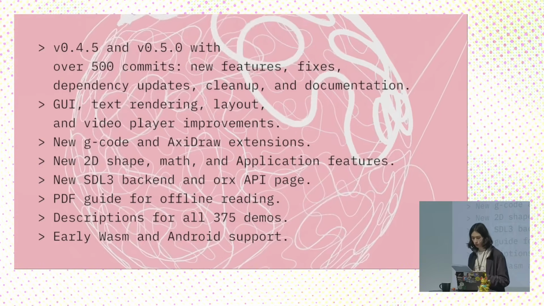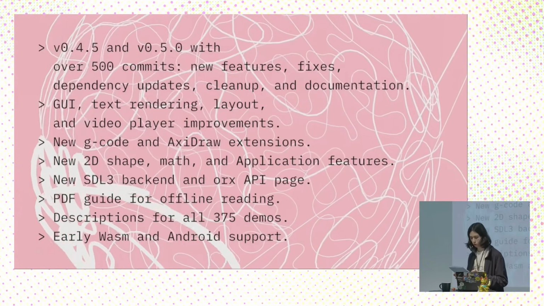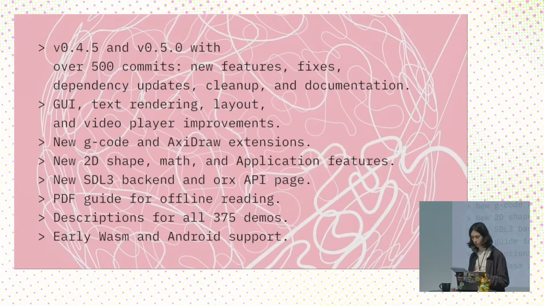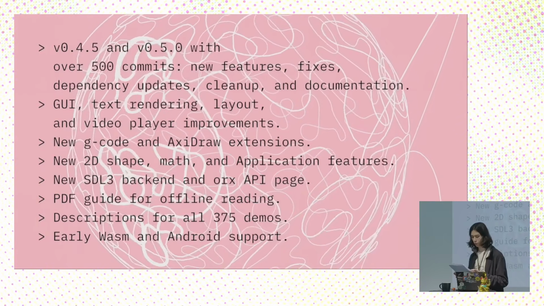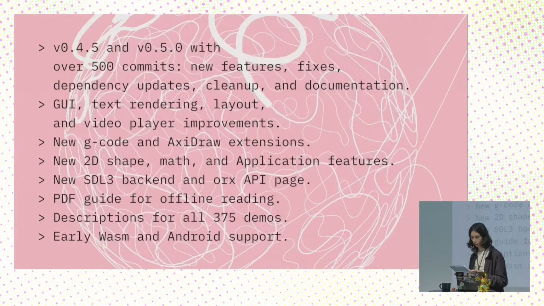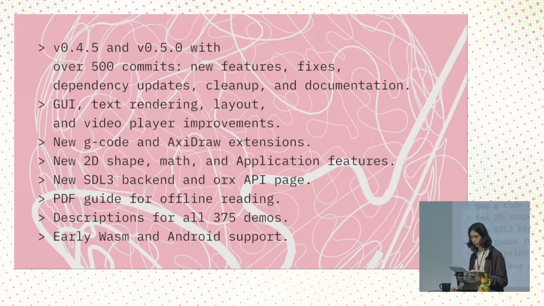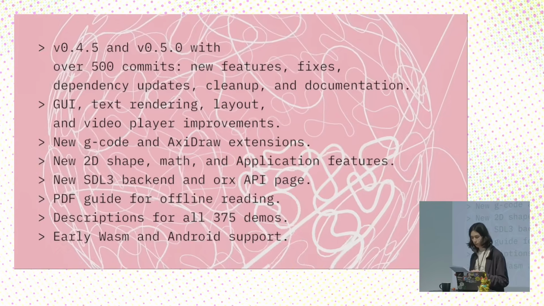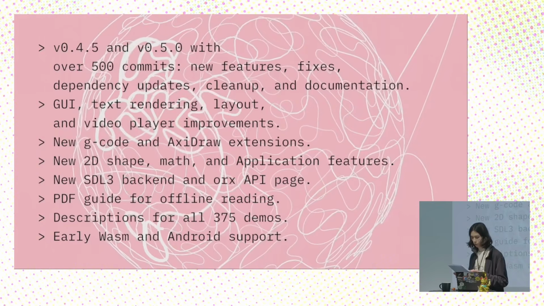New G-code and AxiDraw extensions, new 2D shape, math, and application features, a new SDL-free backend and Orx API page, a PDF guide for offline reading, descriptions for all 375 demos, and early WASM and Android support.